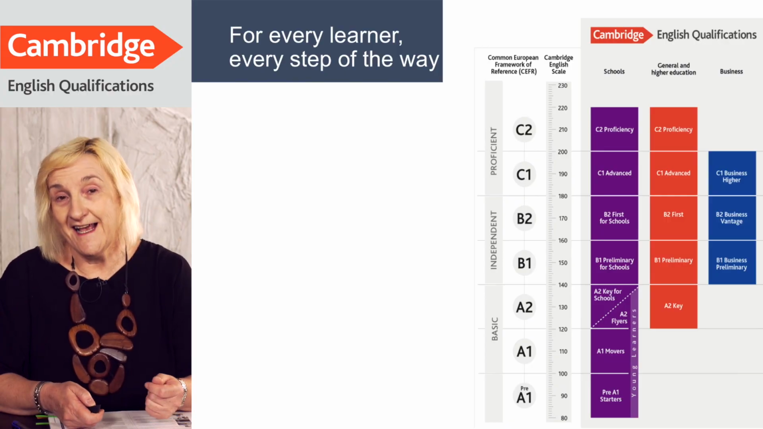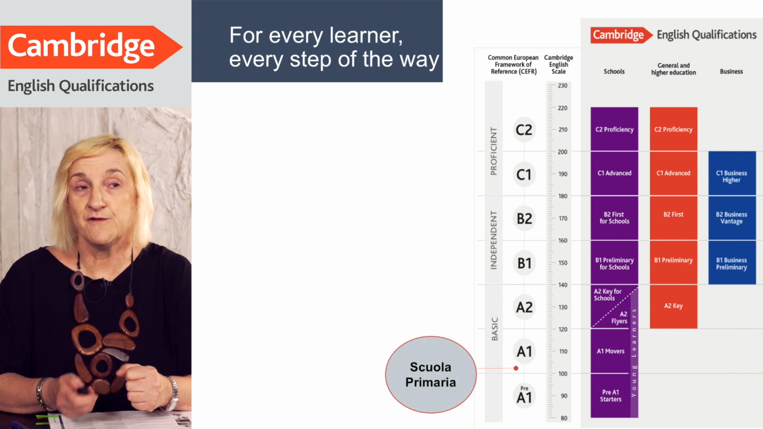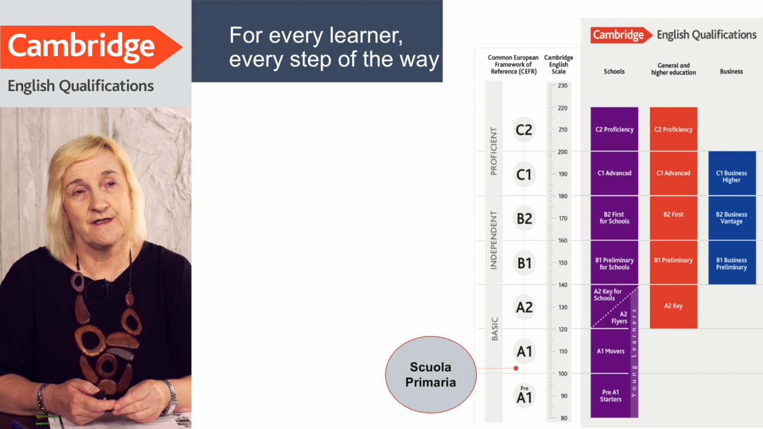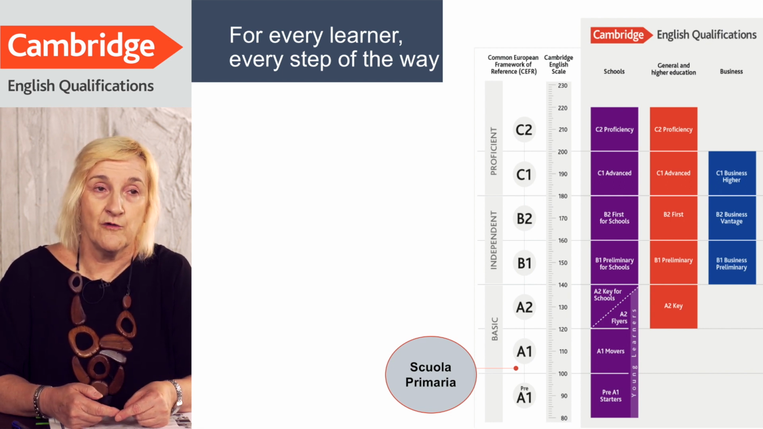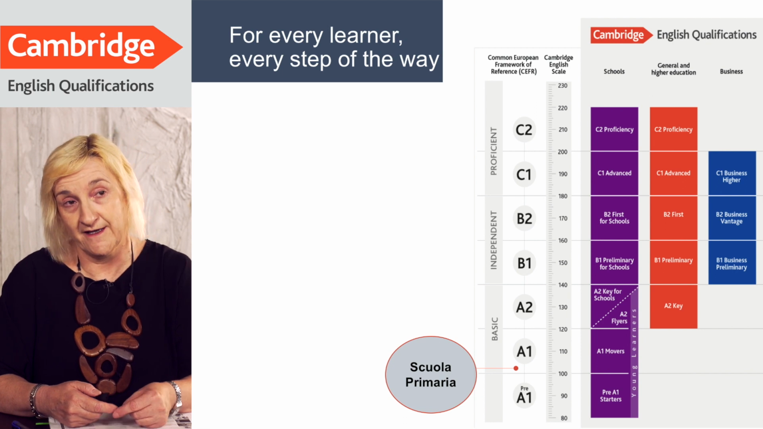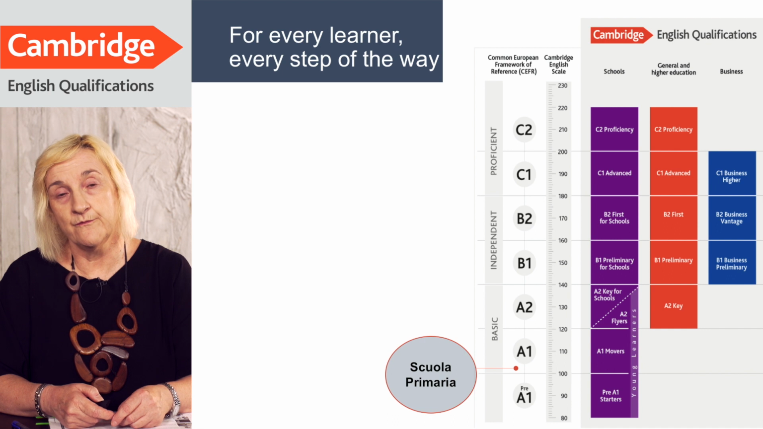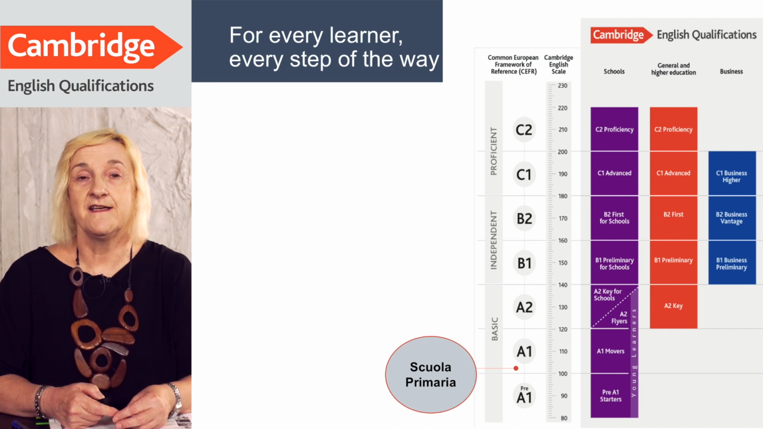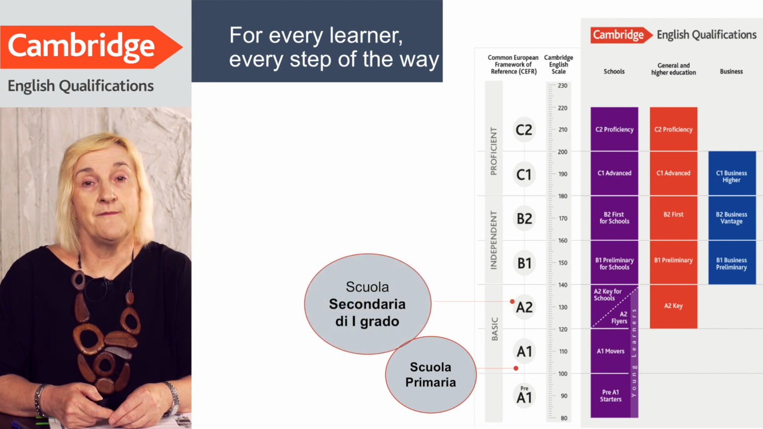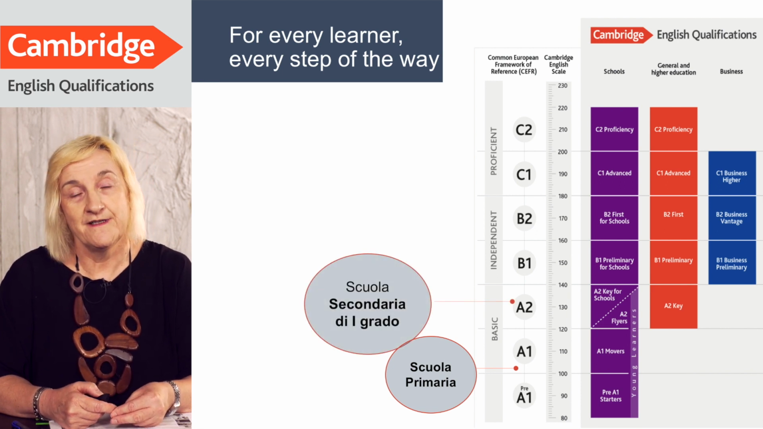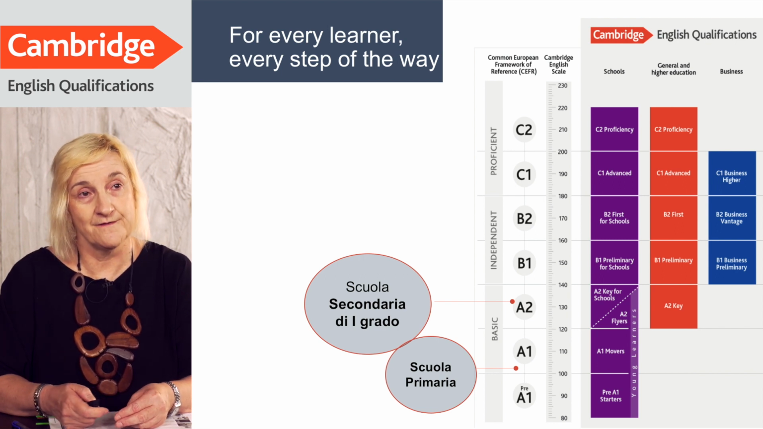Now, if we look at it in the Italian context, you can see here the way the exams relate to Italian schools. So we have in the Scuola Elementare, we have the pre-A1 starters, movers and flyers. And in Italy particularly, pre-A1 starters is an exam that lots of children take. In the Scuola Media, we're looking at A2. This, of course, is A2 Key, or A2 Key for schools.